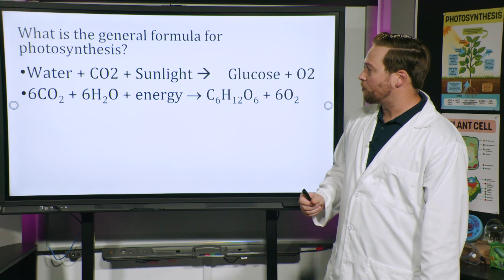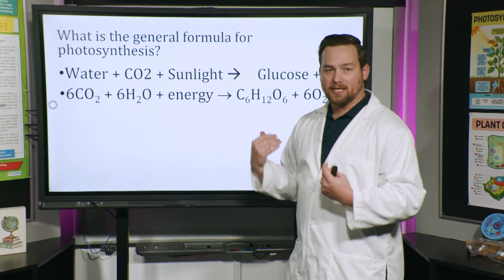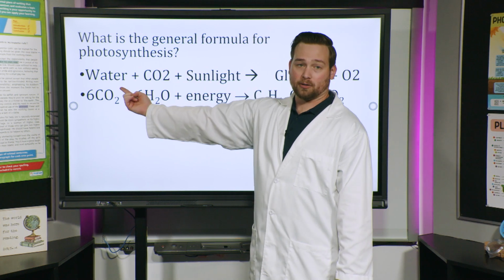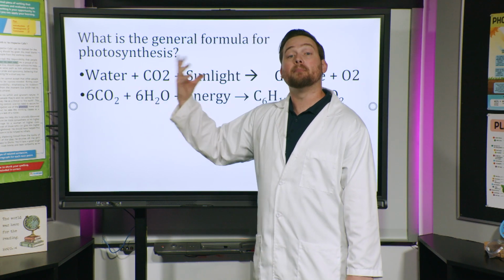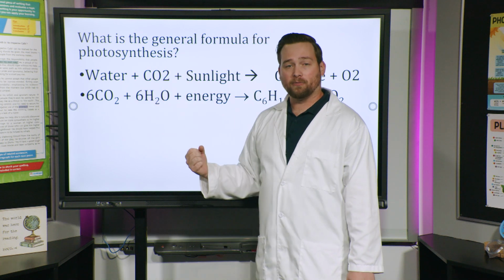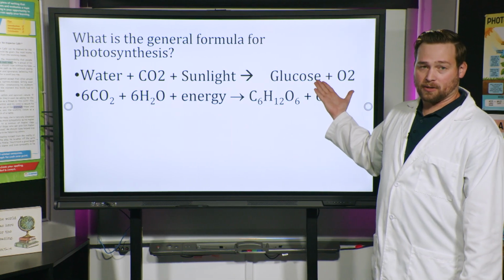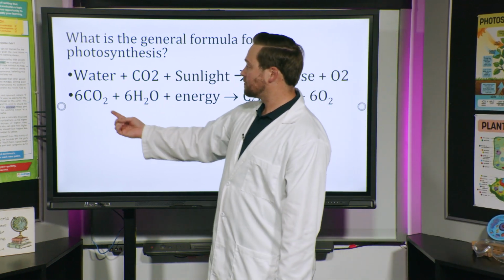What is the general formula for photosynthesis? So again, what do plants take in? They take in carbon dioxide and they take in water. Okay, and they're going to use those 2 things as well as sunlight, and they're going to make something. What do they make through photosynthesis? Well, we make glucose and we make oxygen, okay? And so written as a chemical equation, this is how you would write it, okay?